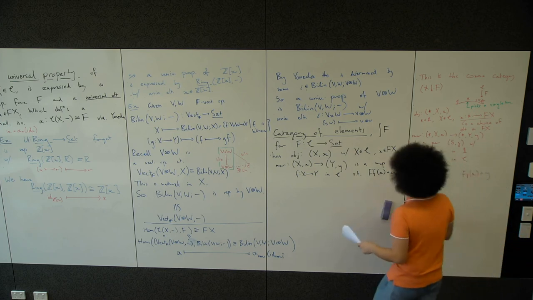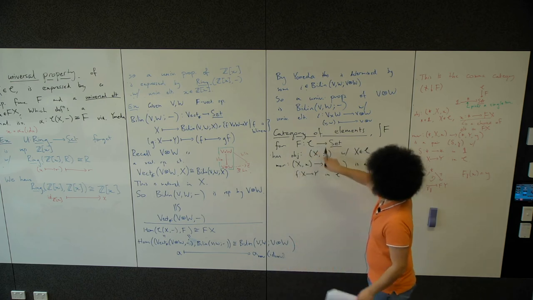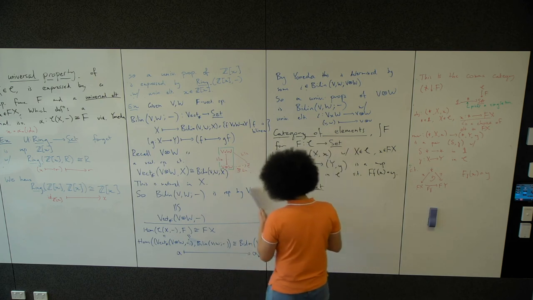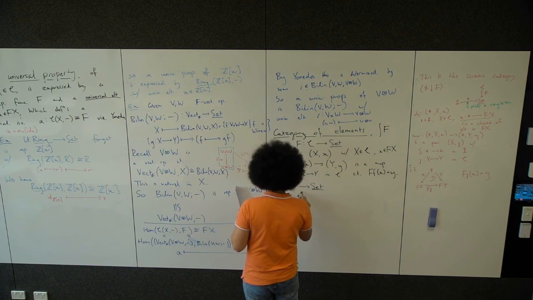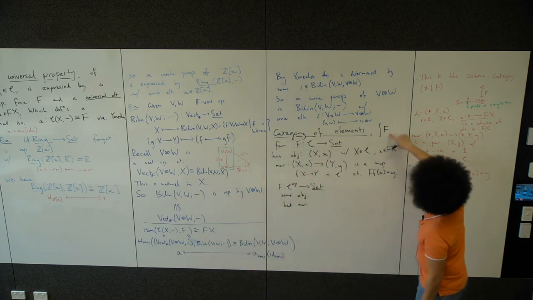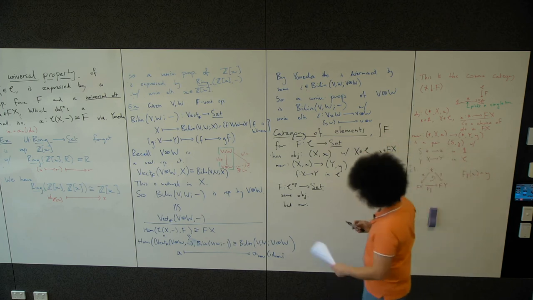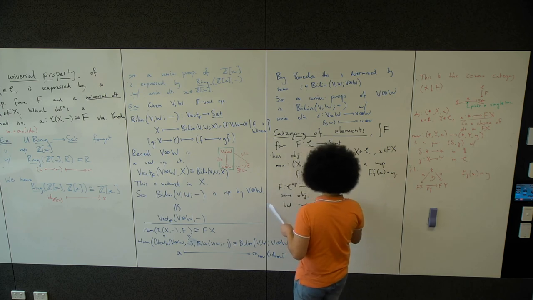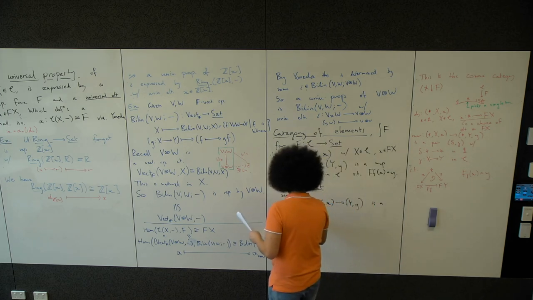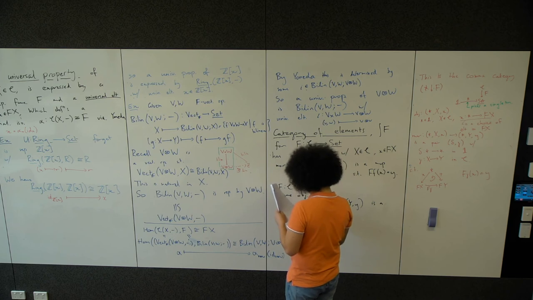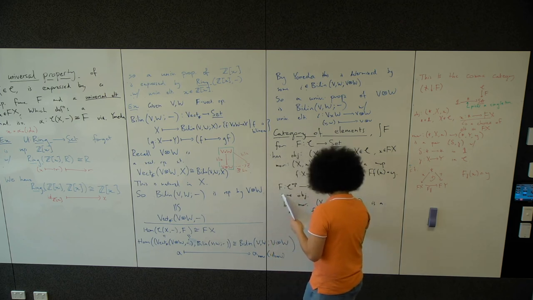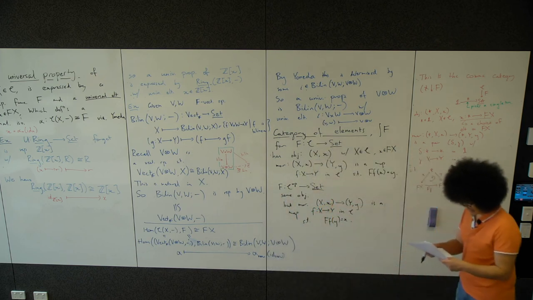I wanted to say that this is for some functor from a category into Set. If we have a contravariant functor into Set, then we have the same objects. Actually, regardless of the variance of the functor, we still use this notation to mean the category of elements. But the morphisms from x comma little x to y comma little y are a map f from X to Y in C such that F of f applied to y is equal to x, because the arrow is turned the other way around because of contravariance.